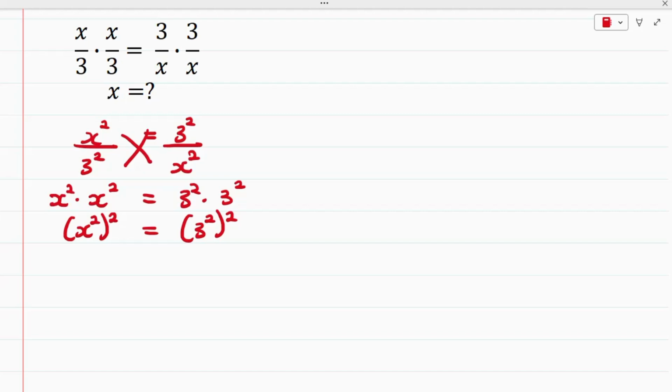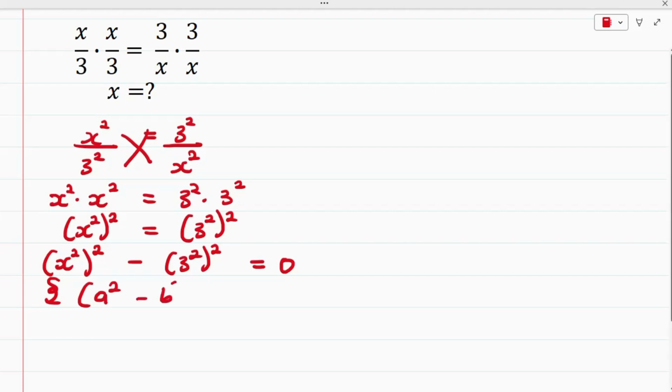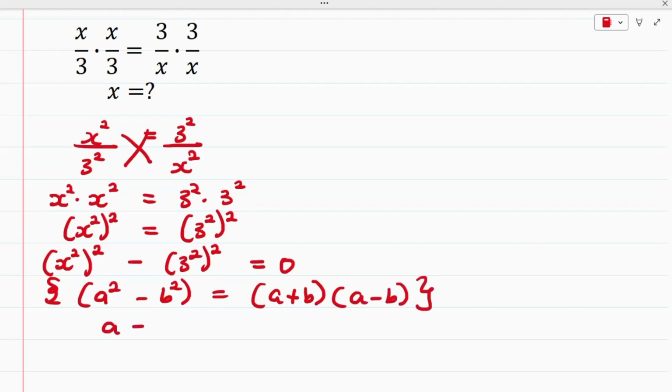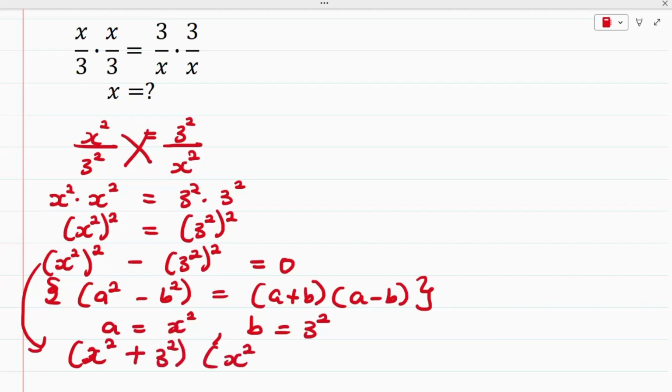If we simply rearrange it and set it to 0, we have x raised to the power of 2 all raised to the power of 2 minus 3 raised to the power of 2 all raised to the power of 2, and this is equal to 0. Then from this property, if we have a raised to the power of 2 minus b raised to the power of 2, this is equal to a plus b multiplied by a minus b. So here a is equal to x raised to the power of 2 and b is equal to 3 raised to the power of 2. So we have x raised to the power of 2 plus 3 raised to the power of 2, multiplied by x raised to the power of 2 minus 3 raised to the power of 2, and this is equal to 0.